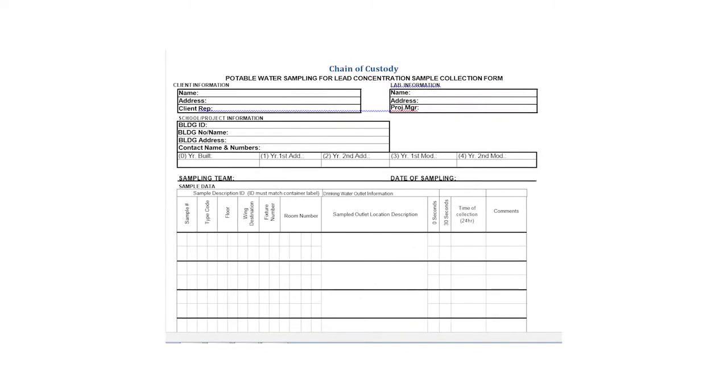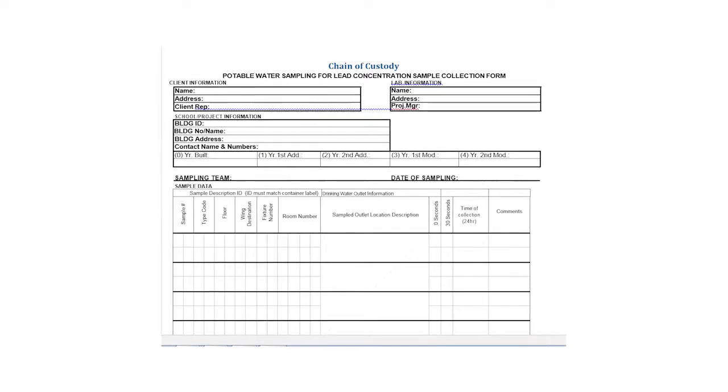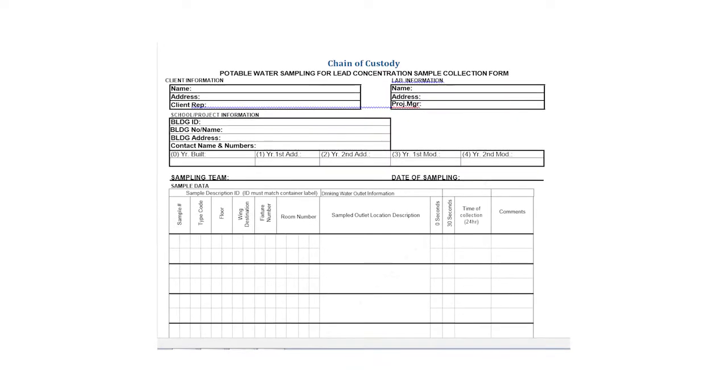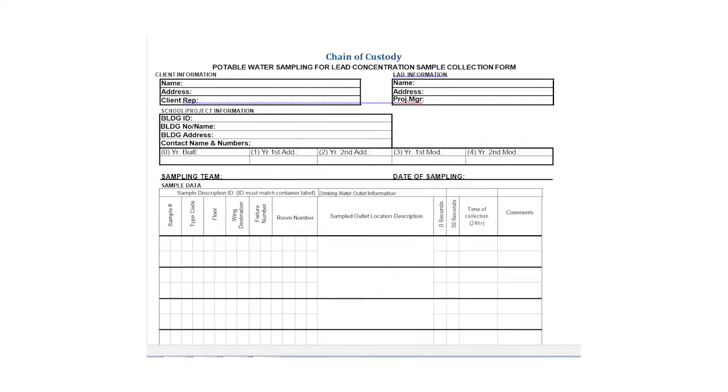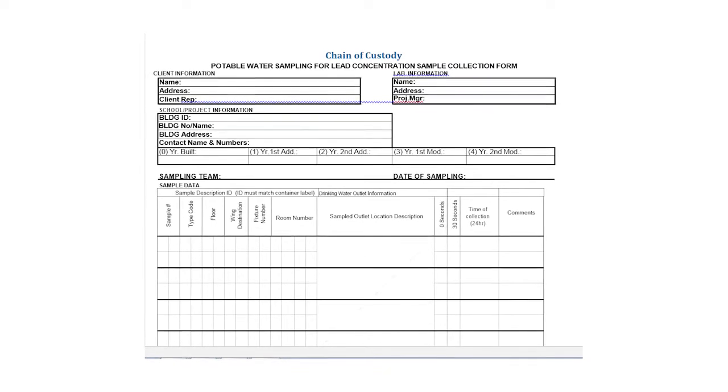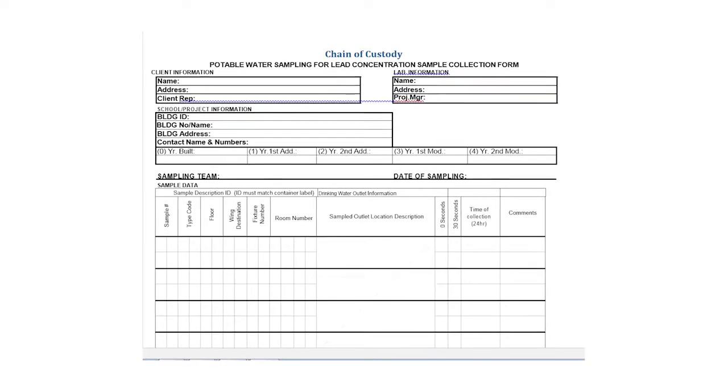The chain of custody is a chronological documentation or paper trail showing the seizure, custody, control, transfer, analysis, and disposition of something physical, which in this case are lead samples collected at a school facility. This document will travel wherever the samples go. Whoever receives or accepts the samples will have to sign this document. A separate chain of custody will be completed for each sample event at each school facility.